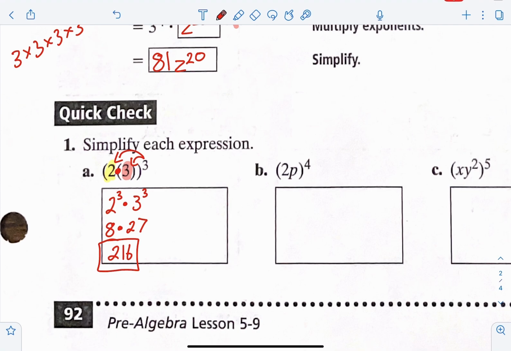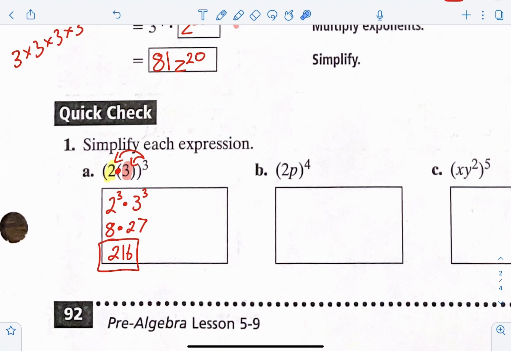So step 1 is write it where you've applied that exponent to both things. Step 2 is show what those are. And then step 3 is what is the actual answer when you do that final multiplying.